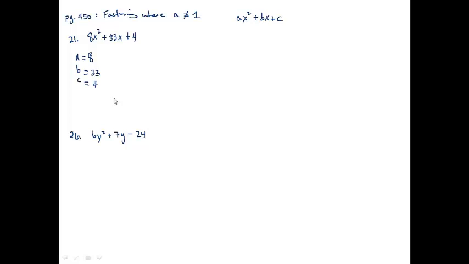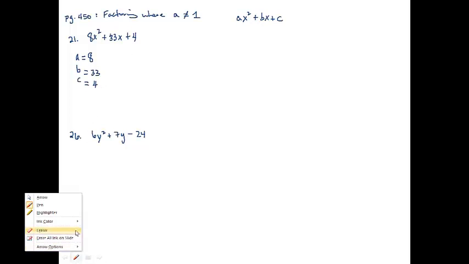The first thing you've got to do with grouping is list out your A, B, and C, just to make sure you know what they are. And remember, if this said 8x squared plus 33x minus 4, then C would be a negative 4. Make sure to take the sign with the number. I'm supposed to be adding C, and if I'm really subtracting it, then that should be a negative. In this case, I'm adding it, so you leave it as a positive 4.